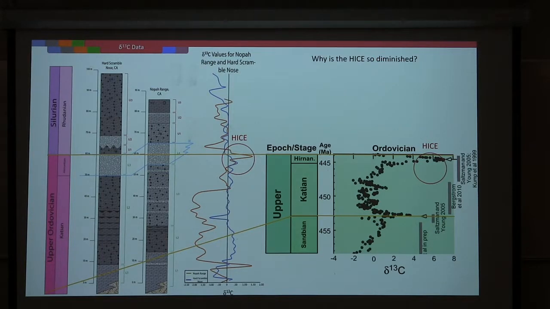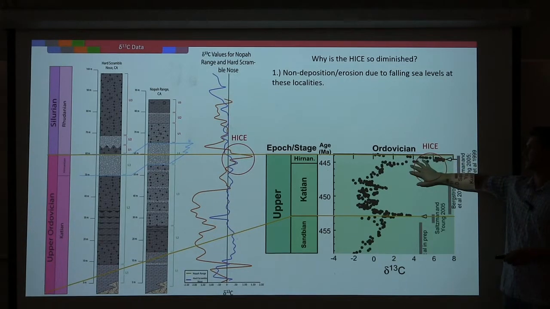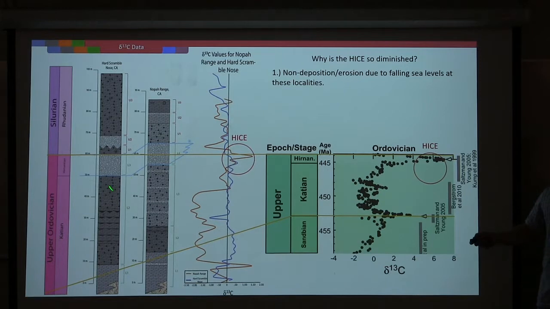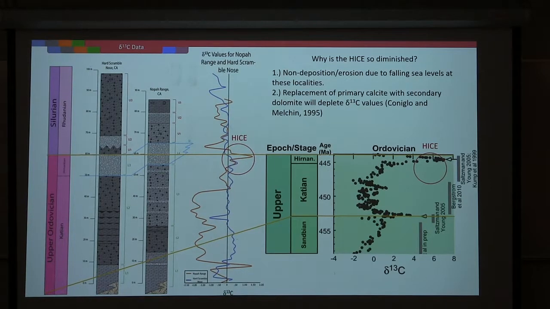So why is the height so diminished here for the Ely Springs Dolomite? Well, there's a few things that could account for the reduced spike we're seeing. First off, we could have non-deposition or erosion of our lithologies due to subaerial exposure and glaciation. Essentially, the lithologies that would contain this data never actually got deposited or have been eroded away, and therefore we wouldn't have collected any of that data.